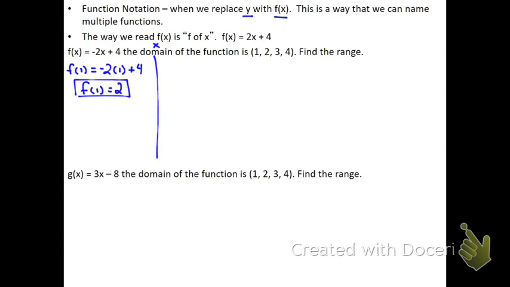Next one, f of 2 equals negative 2 times 2 plus 4. When you do that in your calculator, your f of 2 equals 0.